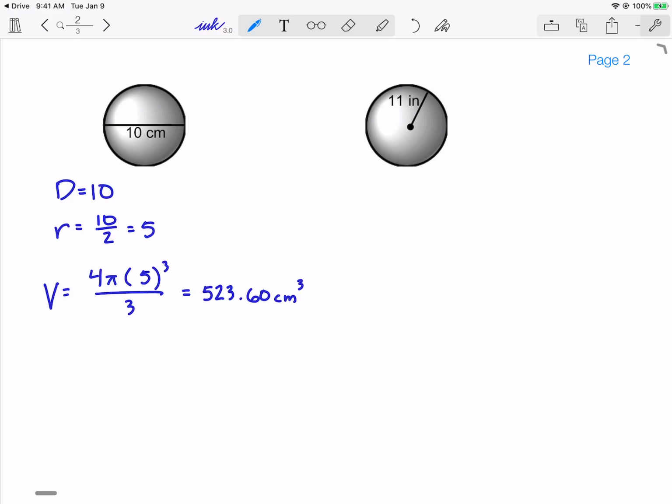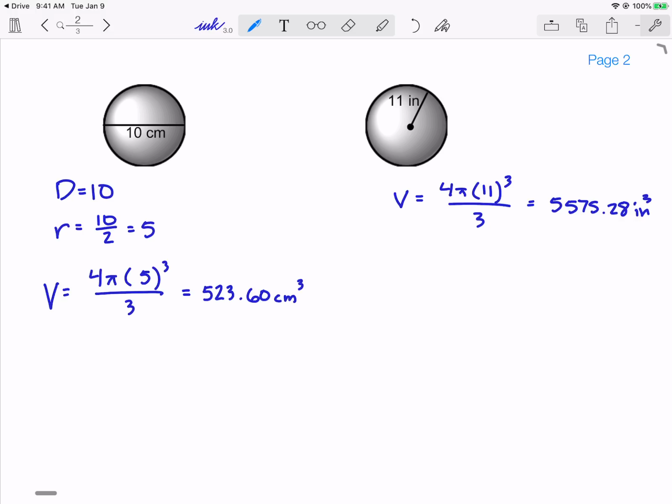Now the next one, I'm explicitly given my radius is 11, so I'm going to do 4 times pi times 11 cubed all over 3, and that will give me 5,575.28 inches cubed.